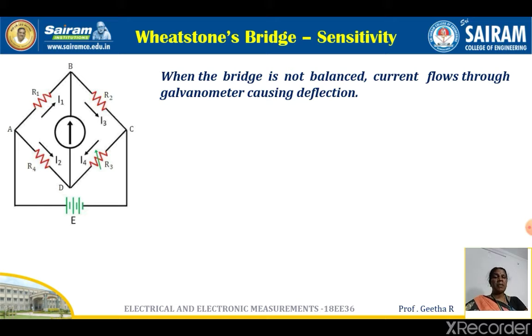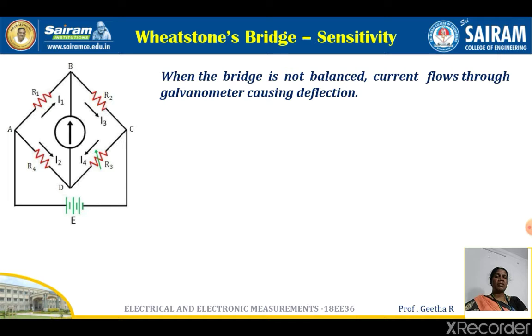When the bridge is not balanced, current flows through the galvanometer, causing a deflection in the galvanometer. It will show some reading, which indicates that current flows through the galvanometer and there exists a potential difference between the points B and D. Whenever there is a potential difference between the points B and D, there will be a current flowing through that branch where the galvanometer is connected.